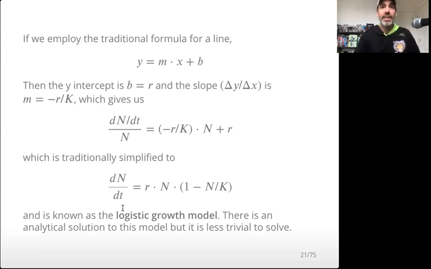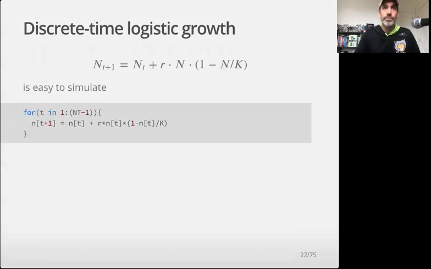It is possible to get an analytical solution for the logistic growth model, but it's less trivial to solve for, so we're not going to worry about that right now. Instead, we're going to think about how to model this in discrete time. What we often do in discrete time is say our delta N, N of t plus one minus N of t, is just the difference in population, and our delta t is often set to one. You could just change units of time so that it is always one.